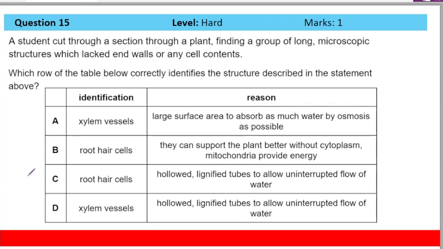Question number 15. A student cuts a section through a plant, finding a group of long microscopic structures which lack end walls or any cell content. Which row of the table below correctly identifies the structures described? Let us see one by one. A, large surface area to absorb as much water by osmosis as possible. Osmosis is through living cells only, through the cell membrane, and they don't have a cell membrane. So this is incorrect.